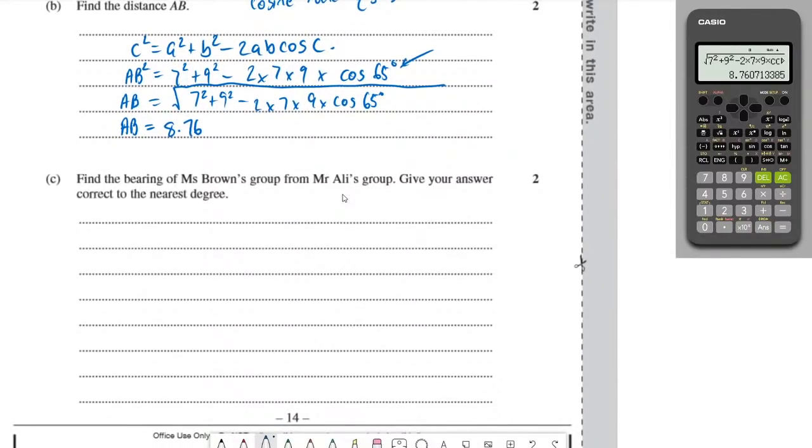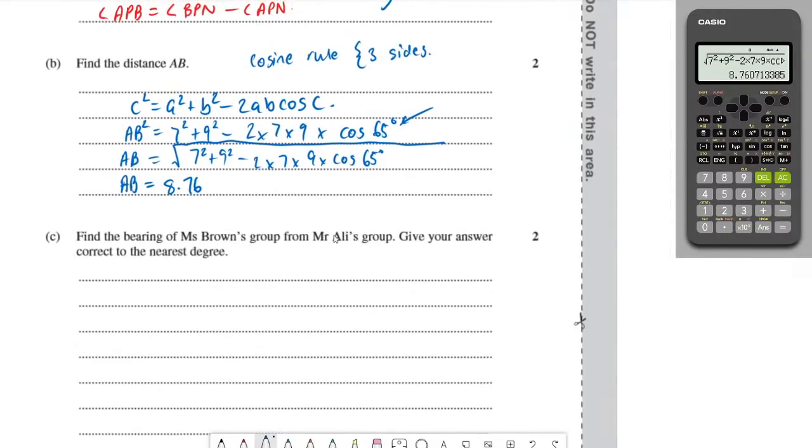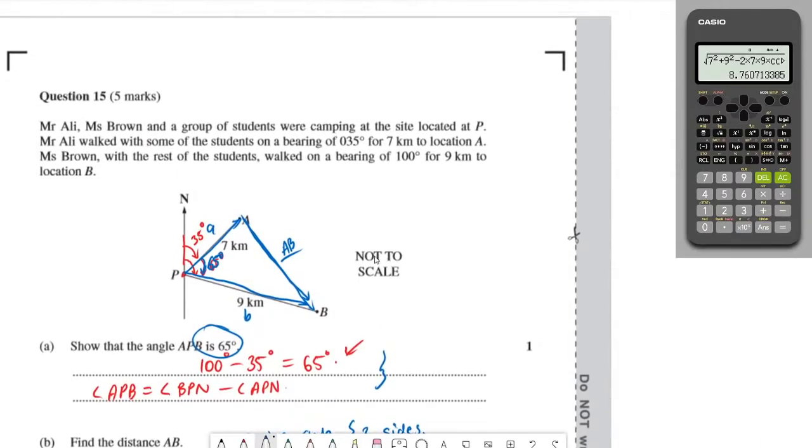And find a bearing of Mrs. Brown's group from Mr. Ali's group. From Mr. Ali's group. So let's get rid of some of this stuff that's on here. Okay, so we're going from Mr. Ali's group. So that means if we were to draw a set of bearings here, from Mr. Ali's group, we're going to be going down this direction till we get to this line there. Okay. Because we're going from his group, that means we're going to her group, so we're going in that direction. So it's going to be 90 degrees plus something. It's going to be plus whatever this angle is in here.